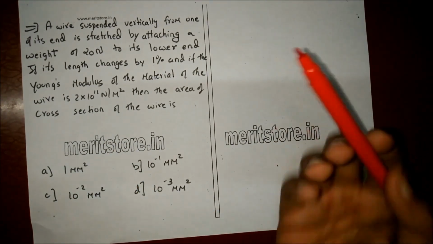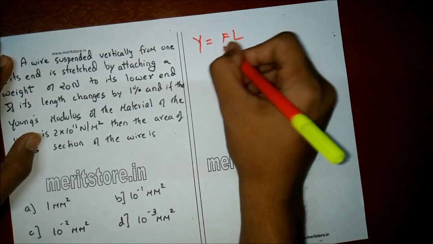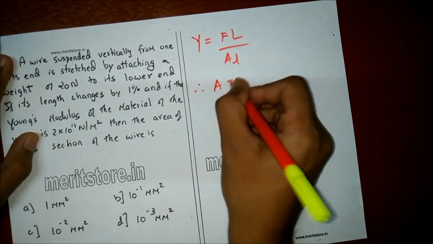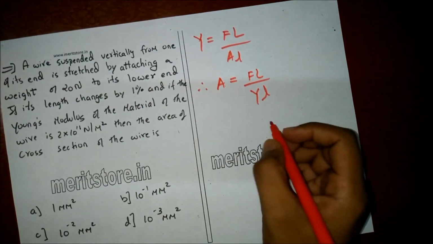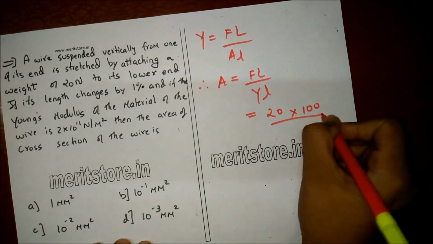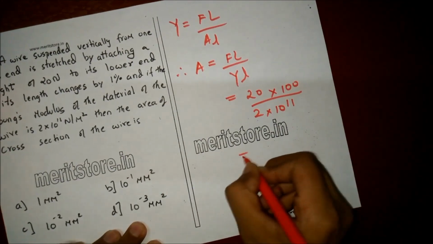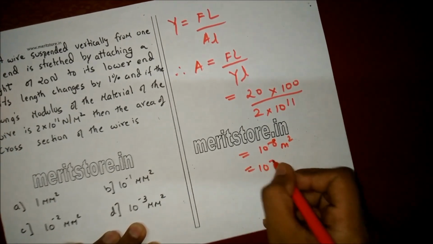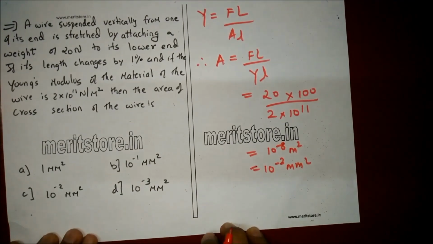here are the options. Now the Young's modulus is given by Y is equal to F into L upon A into small l. Therefore, you have to find the area of cross section. A will be equal to FL upon Yl. Here we know that the force is 20 newtons, the strain l upon L is 1 upon 100, and Y is 2 into 10 raised to 11, which will be equal to 10 raised to minus 8 meter square, which is 10 raised to minus 2 millimeter square. Therefore, here the correct answer is option C.